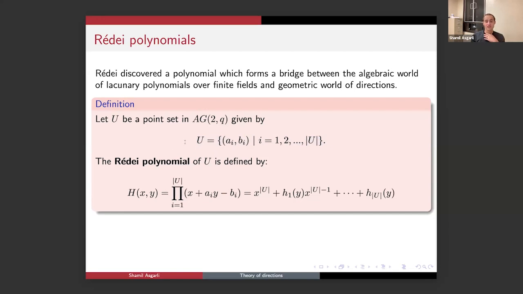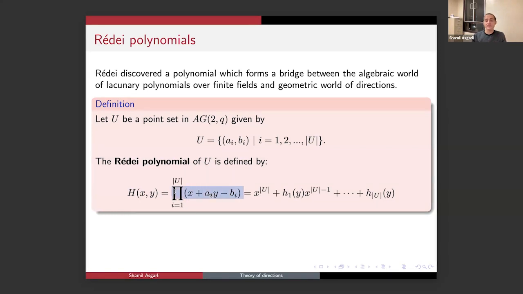So given such a description of the set U, we can define its Rédei polynomial as follows. This is a polynomial in two variables, x and y, and it's defined as follows. It's the product of all linear factors, x plus a_i y minus b_i, where i ranges from 1 up to the cardinality of the set U.